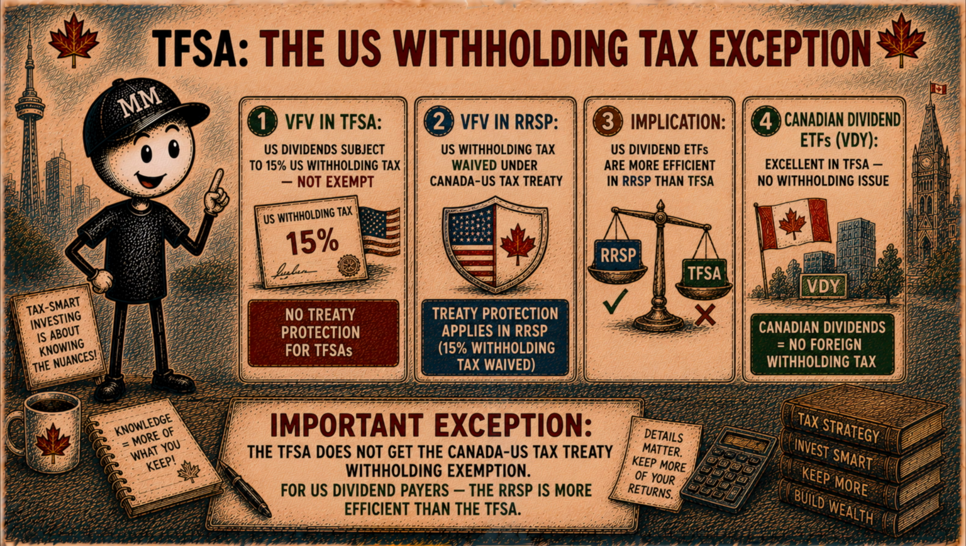RRSP, best for U.S. dividend-paying investments, because the Canada-U.S. tax treaty exempts RRSP accounts from the 15% U.S. withholding tax on dividends. VFV held in an RRSP receives dividends without the withholding tax that applies in a TFSA or non-registered account. Also appropriate for interest income and high-income earners who want to defer tax until retirement, ideally when their income and marginal rate will be lower.